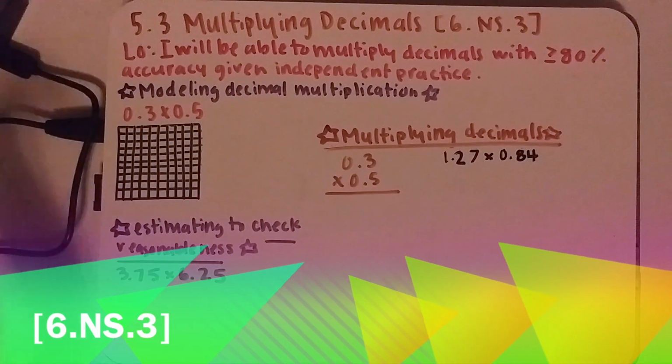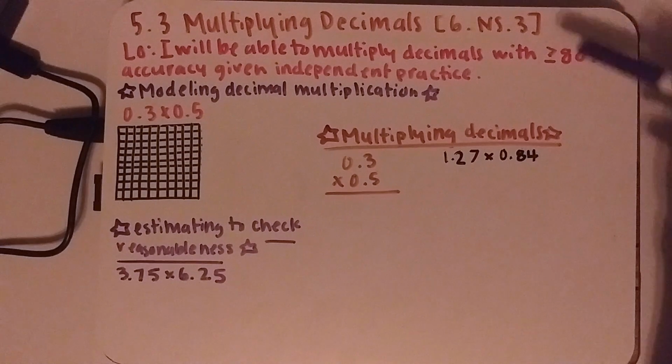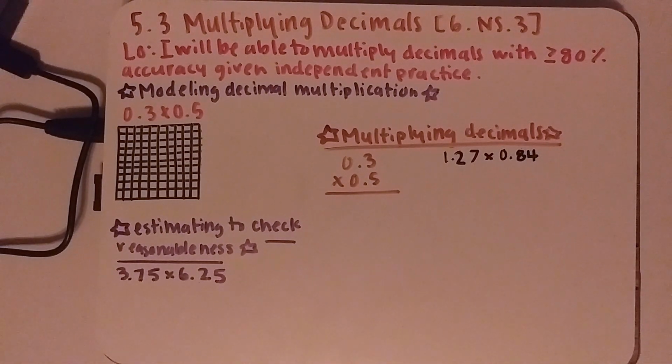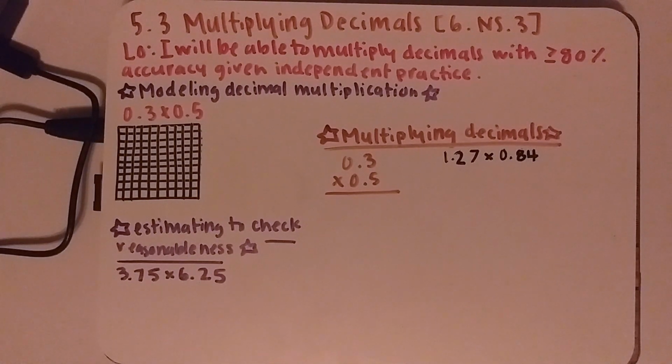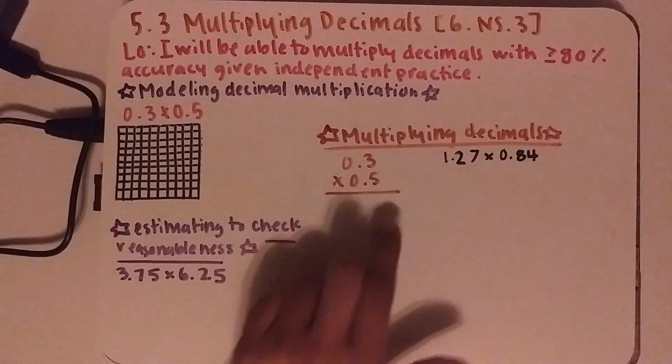Okay, you guys, so this is 5.3. We're going to be multiplying decimals. That is your standard, and your objective is to be able to multiply decimals with at least 80% accuracy given independent practice. So I'm going to quickly do the modeling decimal multiplication, and then I'll actually get into the direct way to solve.